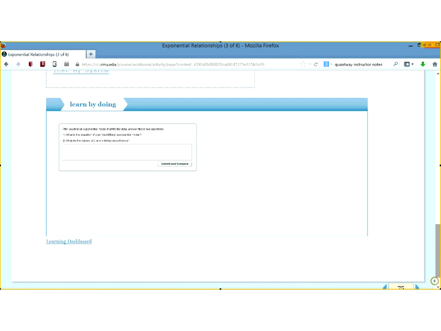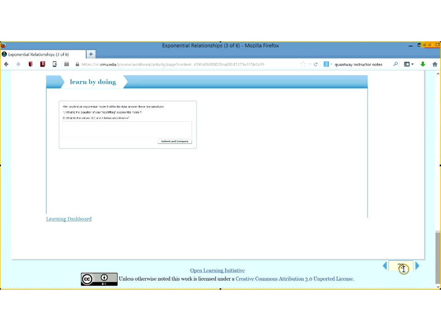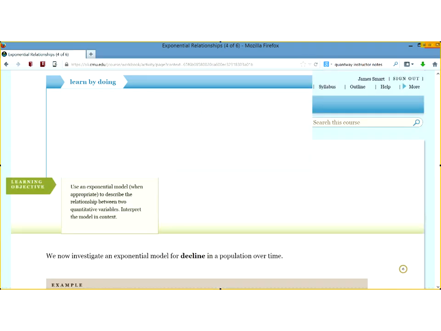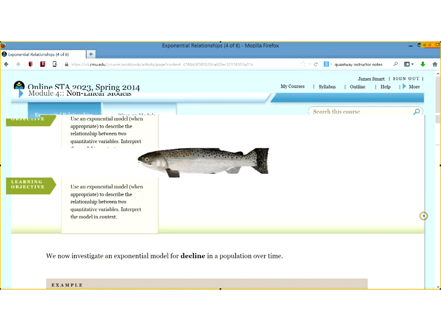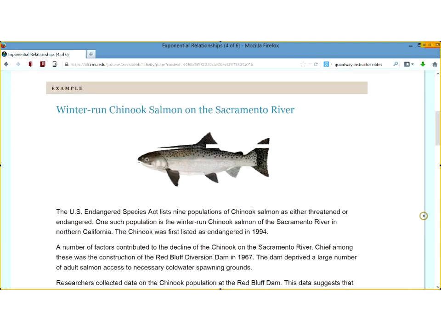All right, let's see what we got here. I'm guessing that one of the main things we have left is to look at a decay model, and we'll do that. All right, winter run Chinook salmon on the Sacramento River.